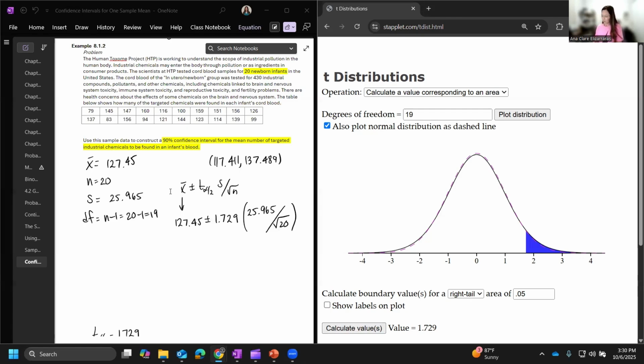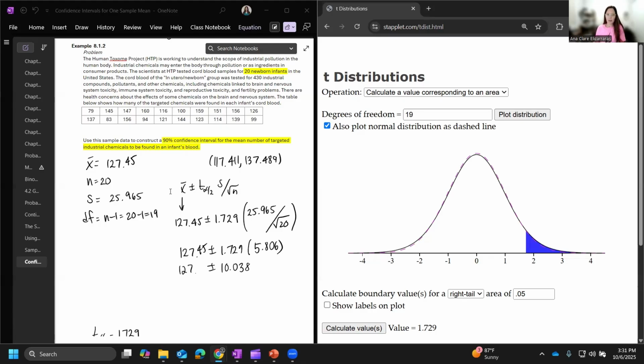So again, if you're going to do this in your calculator, I would recommend making sure you're using either a graphing calculator or you are following the order of operations appropriately. This middle portion, or this standard error, is 5.806. If I multiply that by 1.729, I get 10.038.